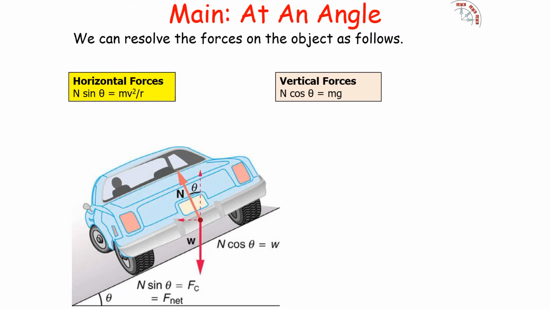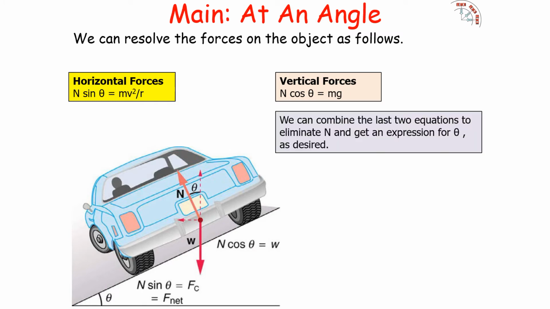N sine theta, which is the horizontal component of N, as you can see from the diagram, is equal to the centripetal force, as the centripetal force is the resultant force acting towards the centre of the circle horizontally. Whilst in the vertical there is no centripetal force, as that's in the horizontal, but there is the vertical force of gravity. So you then say N cos theta, the vertical component of N according to this diagram, is equal to mg. We can then combine the two equations to eliminate N and get an expression for theta as desired.